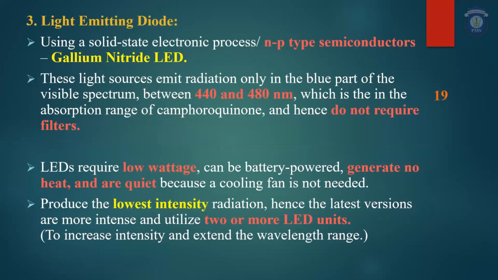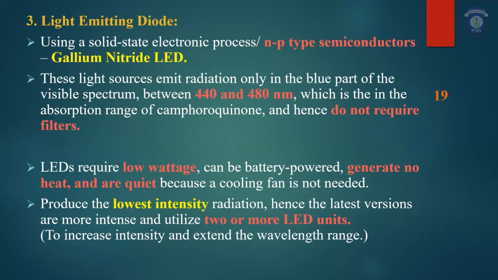The next generation of light curing units are named as light emitting diodes. They basically use a solid state electronic process or N-P type semiconductors. These light sources will emit radiation only in the blue part of the visible spectrum, that is between 440 to 480 nanometer, which is in the absorption range of camphorquinone, which I mentioned in the first few slides, which is the most commonly used photosensitizer.